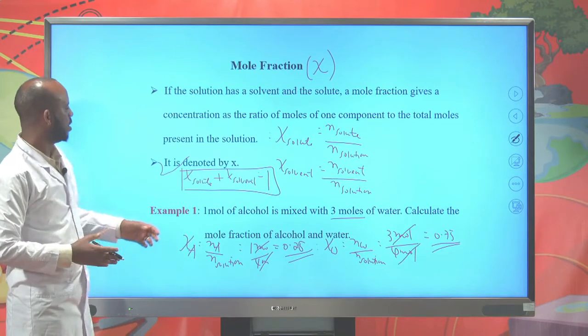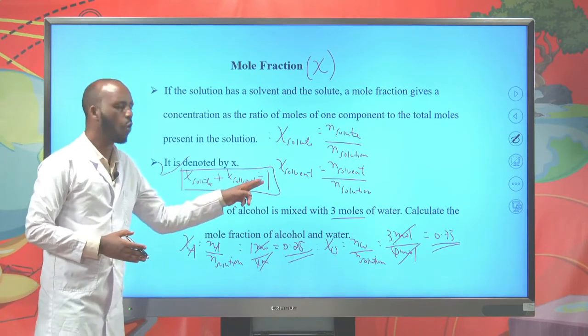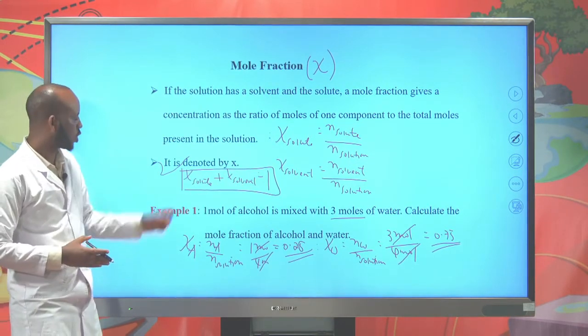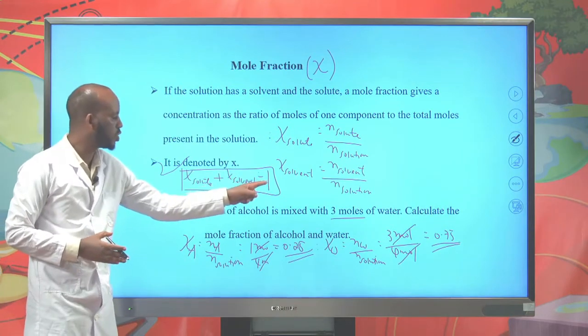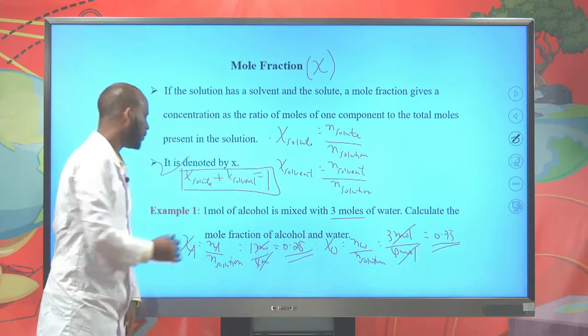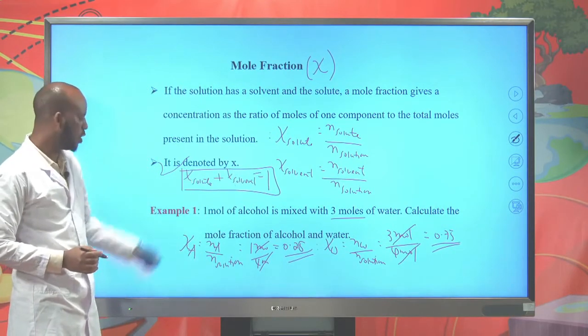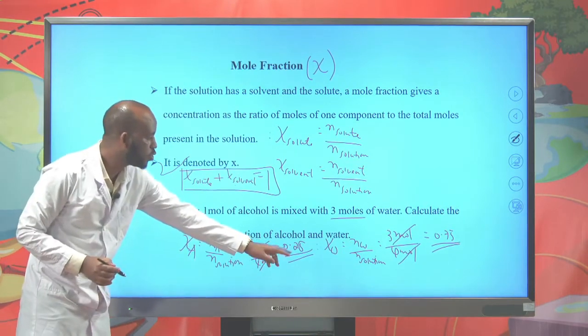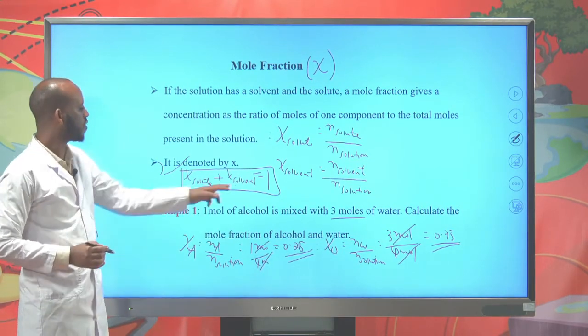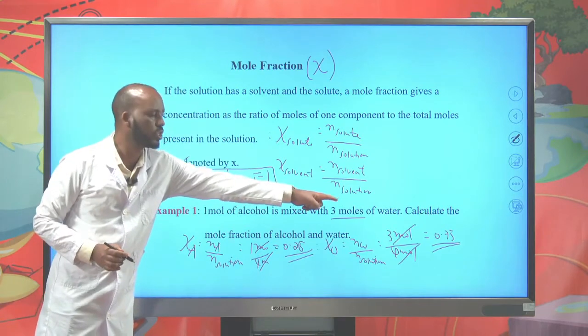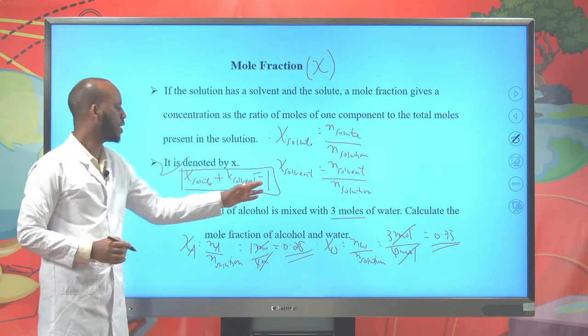You see, mole fractions add up to give 1. Mole fraction of the solute plus mole fraction of the solvent equals 1. Mole fraction of the solute, alcohol, is 0.25, plus mole fraction of the solvent is 0.75, equals 1.